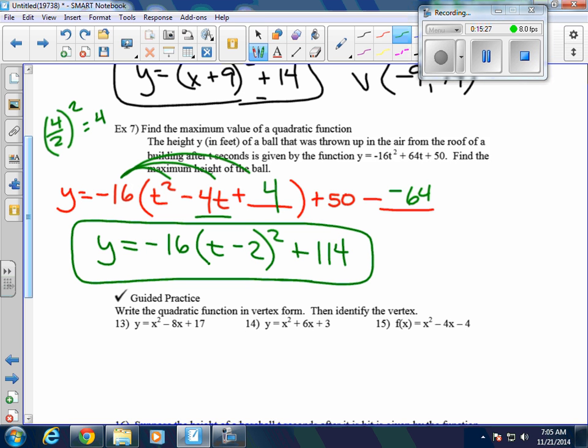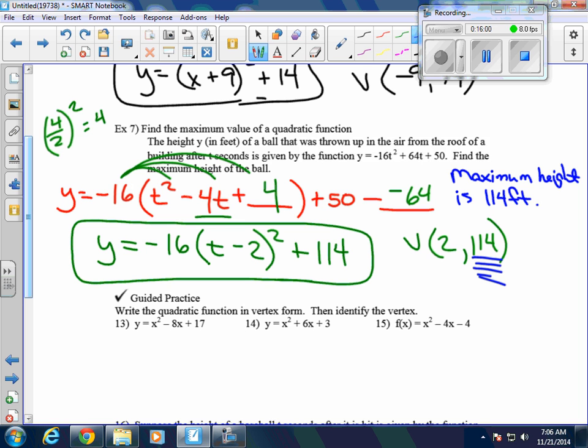But they say they want us to find the maximum height of the ball. Well, again, the vertex is 2, 114. And remember, the maximum height is always the y value of the vertex. So in this case, our maximum height is 114 feet. So the maximum height of this ball in this situation is 114 feet.